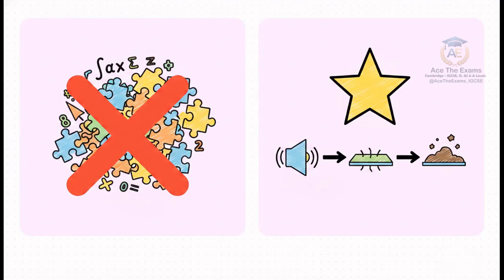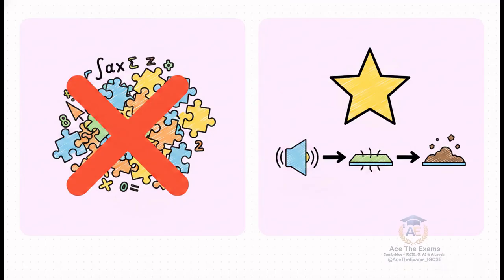I am going to issue a direct examiner warning here. If you look at the left side of this comparison, this is what loses grades every single year. Writing formulas without defining the variables, or quoting processes like saying, ultrasound is used for cleaning without explaining the physical link. Now look at the right side, grounding examples in a clear cause and effect chain.